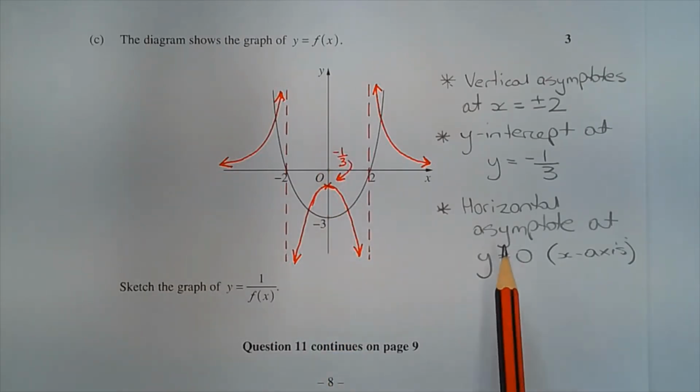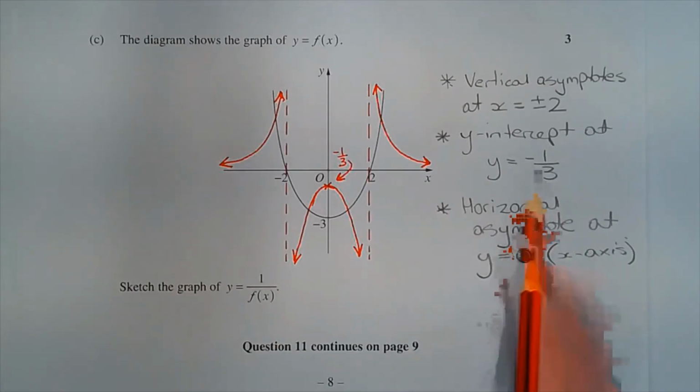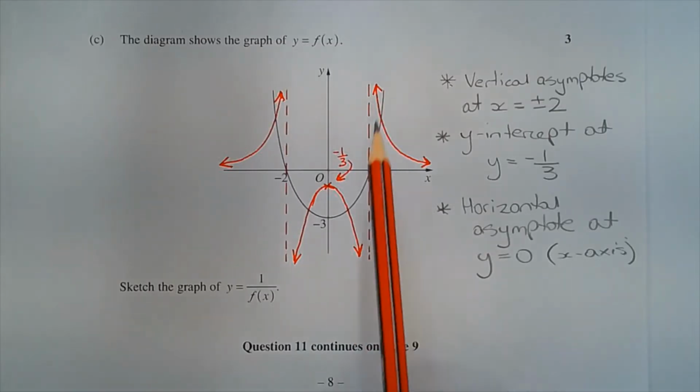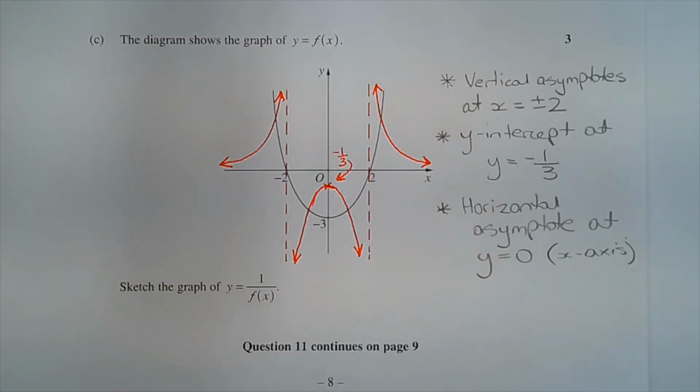The last point to note is the location of the horizontal asymptote. Now, considering the graph of the original function, as x approaches infinity or negative infinity, the y value, or f of x, approaches infinity. Hence, as the y value gets larger, the reciprocal of that gets smaller. So as x approaches infinity or negative infinity, y equals 1 over f of x will approach 0. Hence, the horizontal asymptote is y equals 0, which is the x-axis.